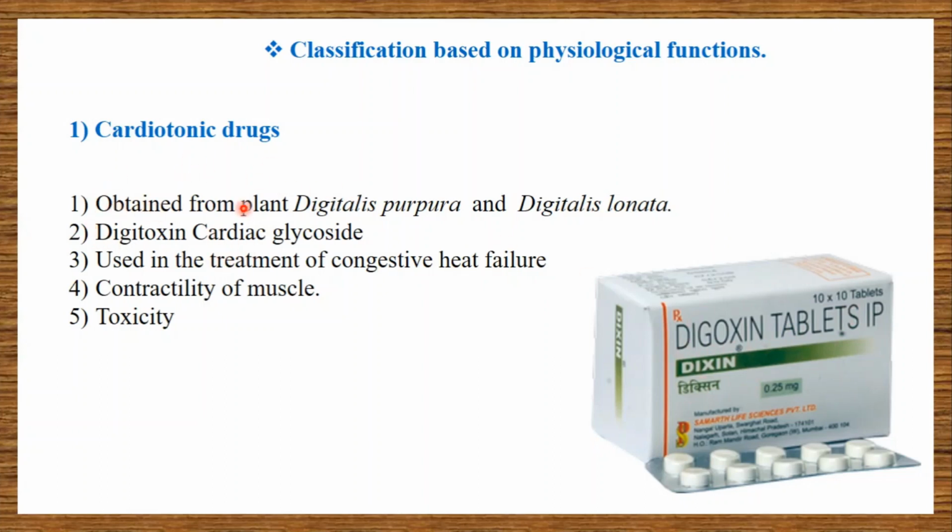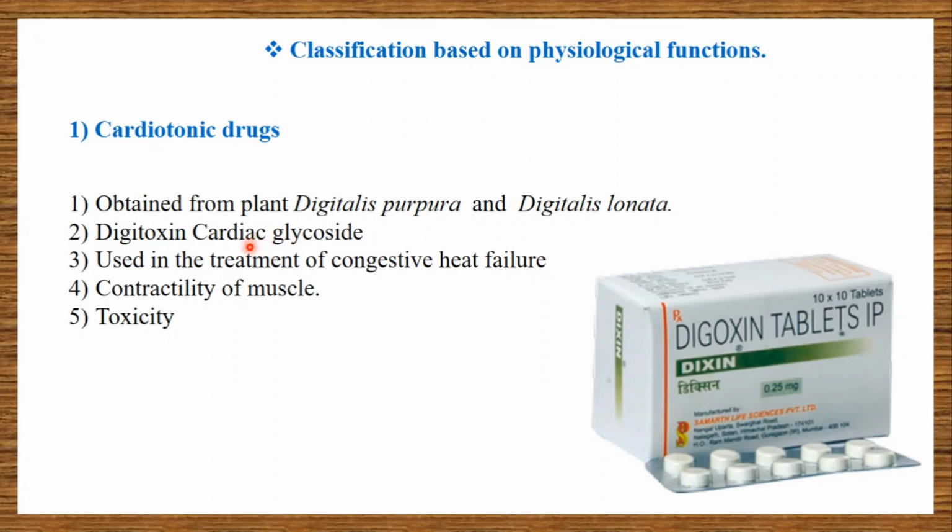So cardiotonics are steroidal glycosides that occur in a plant called Digitalis purpurea and Digitalis lanata. Digitoxin and digoxin are the two well-known cardiac glycosides, and these drugs are used in congestive heart failure.